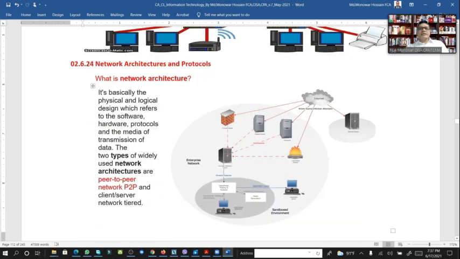And network architecture and protocol. What is the network architecture? If we see, it's basically the physical and logical design which refers to the software, hardware, protocol, and the media of the transmission of data. The two types of widely used network architecture are peer-to-peer network, here we are seeing P2P, peer-to-peer network, and the client-server network.